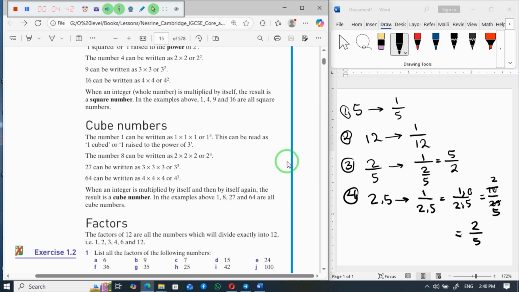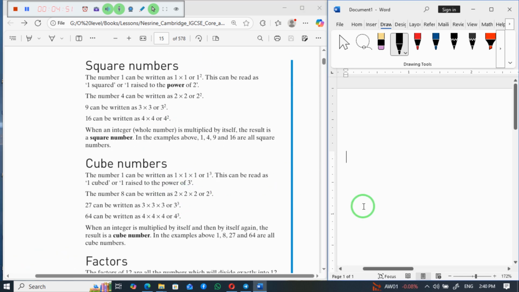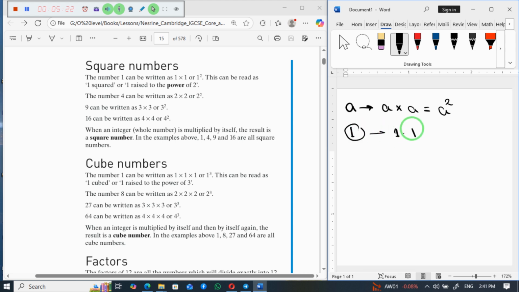Next one is square number. What is a square number? A square number is a number that can be written as a number multiplied by itself. For example, you want to find the square of a. The square of a is a multiplied by a, written as a raised to the power of 2. So for example, the square of 1 is 1 multiplied by 1. Or you want to find the square of 2, 2 multiplied by 2, actually 4.